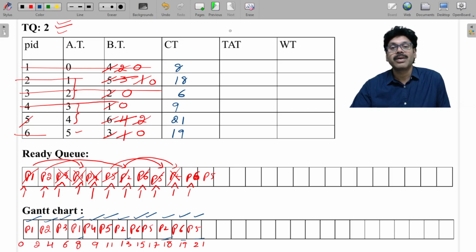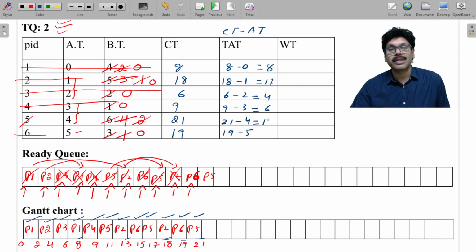You know turnaround time is completion time minus arrival time. So 8 minus 0, 18 minus 1, 6 minus 2, 9 minus 3, 21 minus 4, 19 minus 5. This is 8, this is 17, this is 4, this is 6, this is 17, 14. Waiting time: 8 minus 4, 17 minus 5, 4 minus 2, 6 minus 1, 17 minus 6, 14 minus 3. You take the average of it.